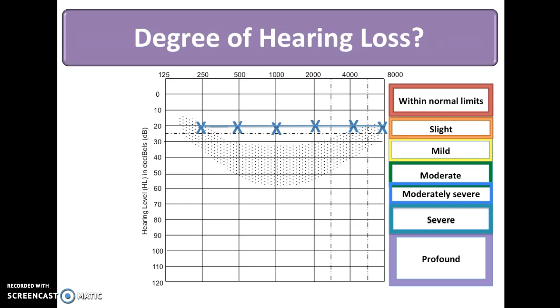Let's look at another example. Here we have left ear air conduction thresholds depicted on the audiogram, and they fall within the severe hearing loss range. Let's look at another example. Here we have right ear air conduction thresholds, and we can say that these thresholds depict a moderately severe hearing loss.